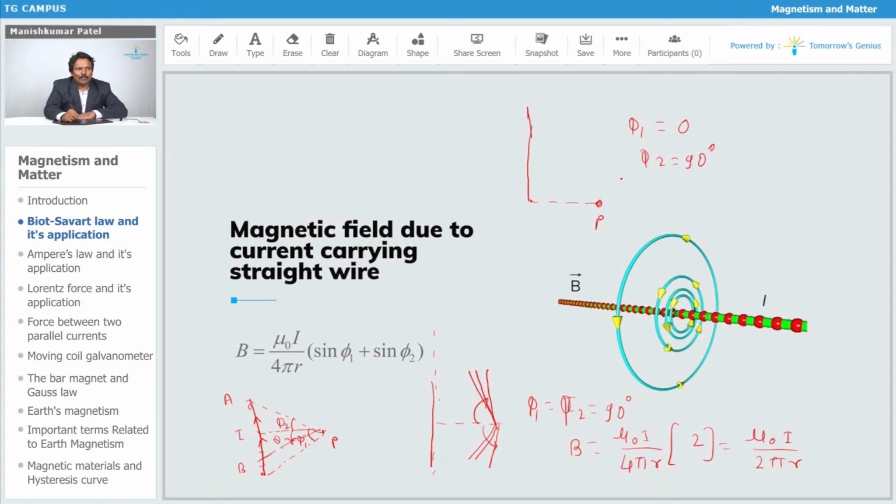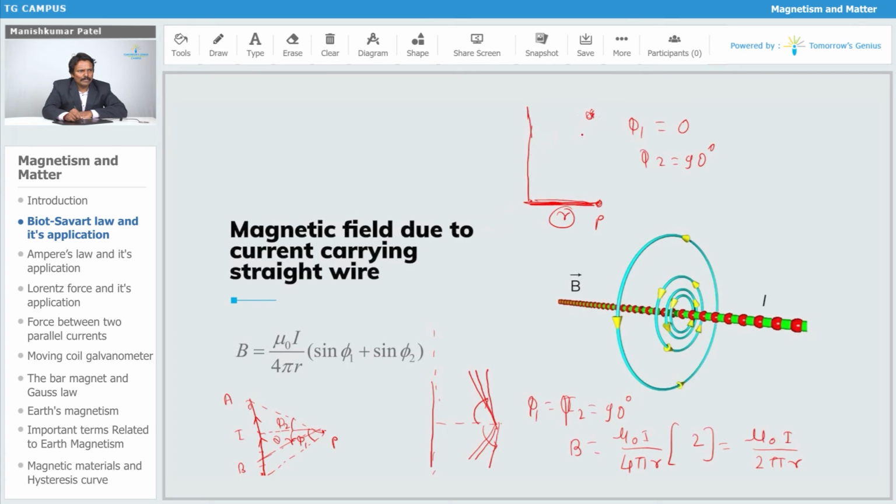When the point of interest is at one of the ends, and this perpendicular distance is r, you have to join these extreme ends. When you join it, you will get the value of phi 1. Phi 1 and r both lie on the same axis, so that's why you get phi 1 as 0 degrees, and phi 2 as 90 degrees. The same case you can do at either end also.